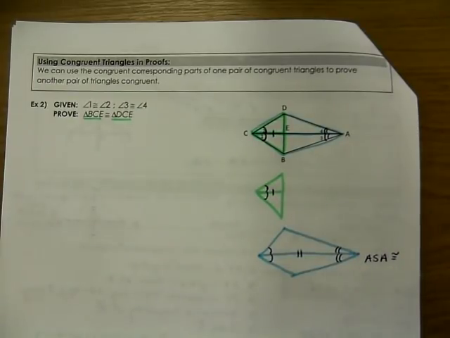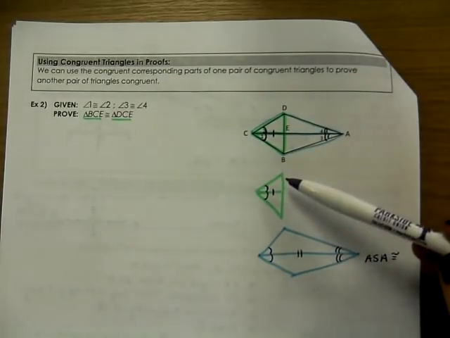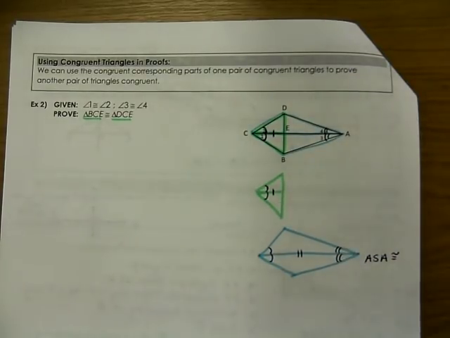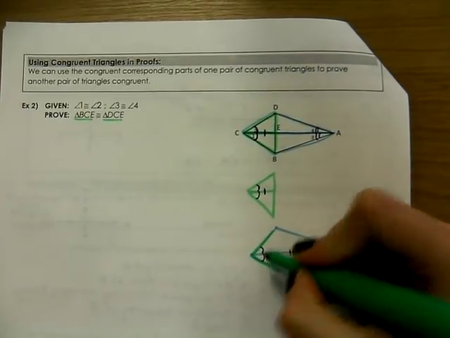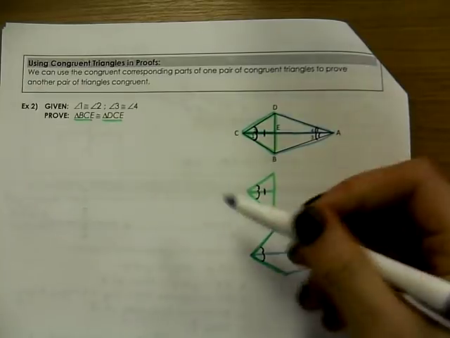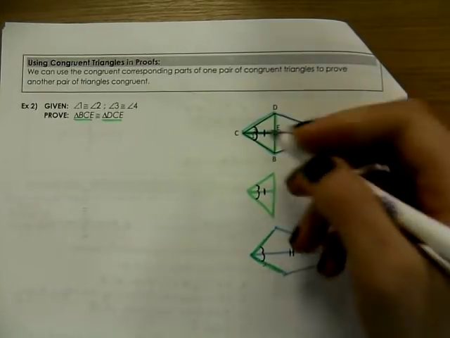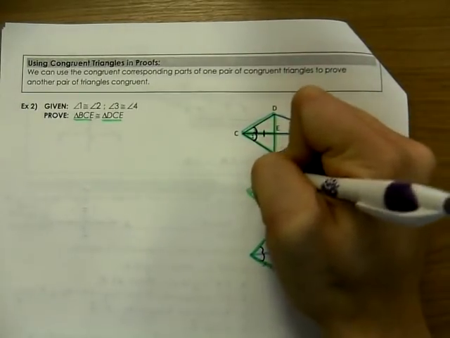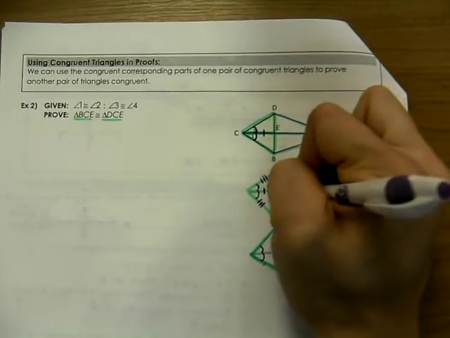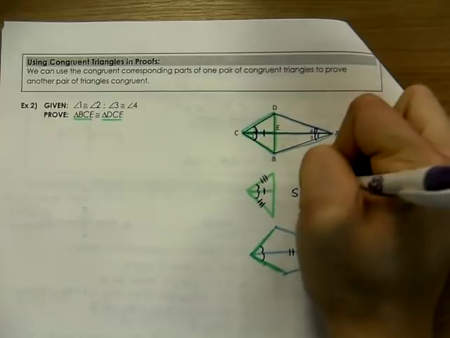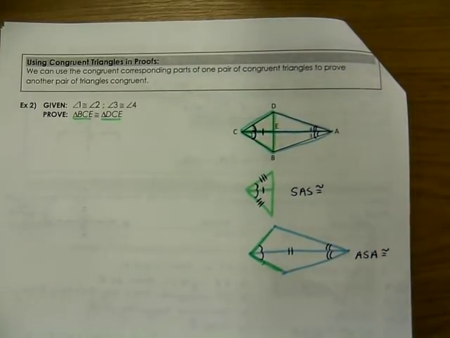The question is, which ones would be helpful? And so the ones that are going to be helpful are the ones that are also in the green triangles. And those segments that they share are these guys right here. And so then I'm going to use the fact that these two sides must be congruent, and now I can use side, angle, side here to prove the two green triangles congruent. Let's see what this looks like in a proof.